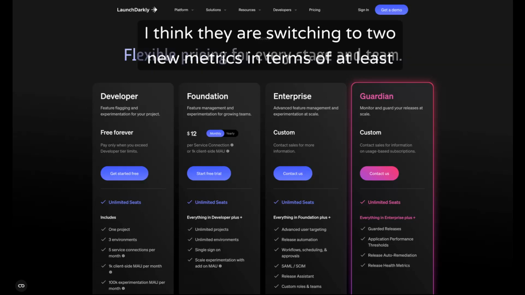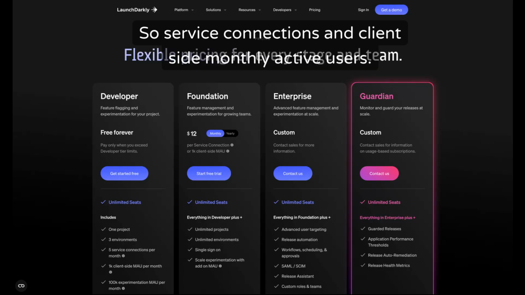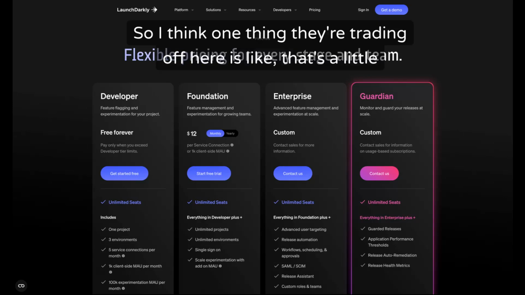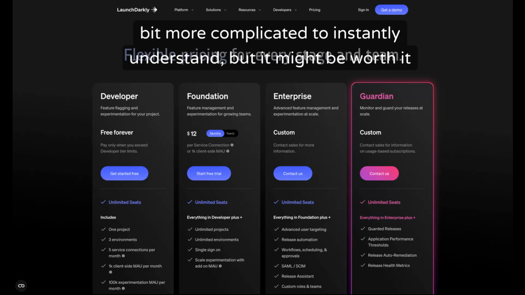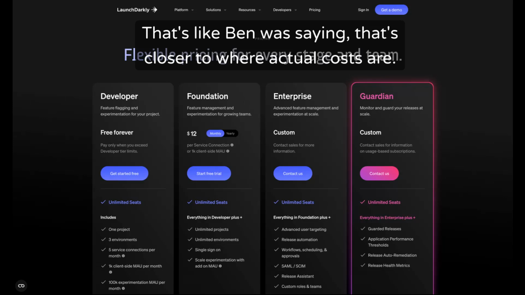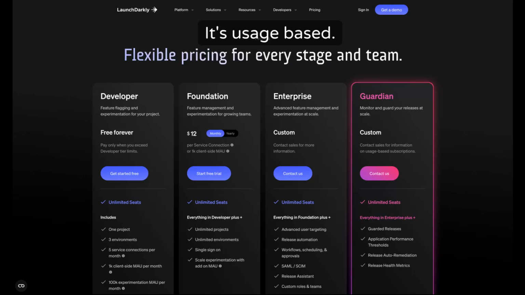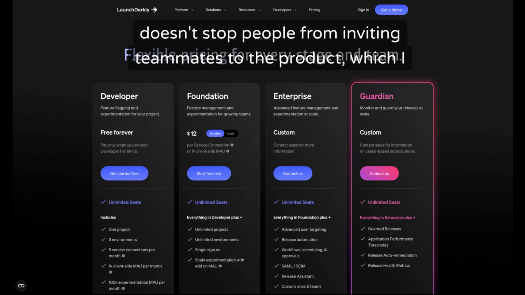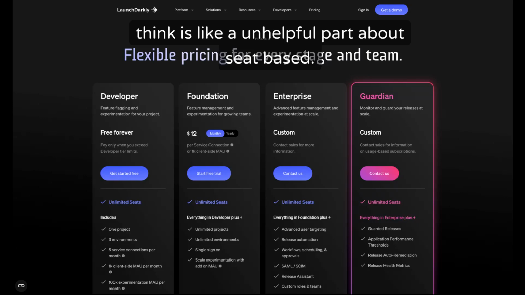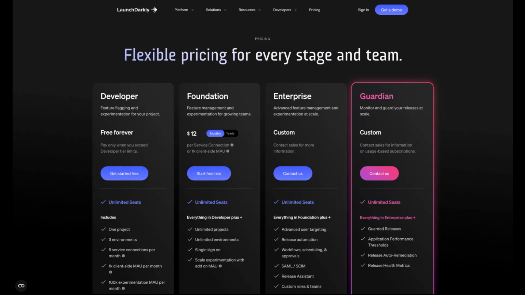Yeah. I think they are switching to two new metrics, at least for their two self-service plans: service connections and client-side monthly active users. So one thing they're trading off here is that it's a little bit more complicated to instantly understand, but it might be worth it for them, right? Like Ben was saying, that's closer to where actual costs are. It's usage based. It doesn't stop people from inviting teammates to the product, which I think is an unhelpful part about seat based. So that's an interesting trade-off.